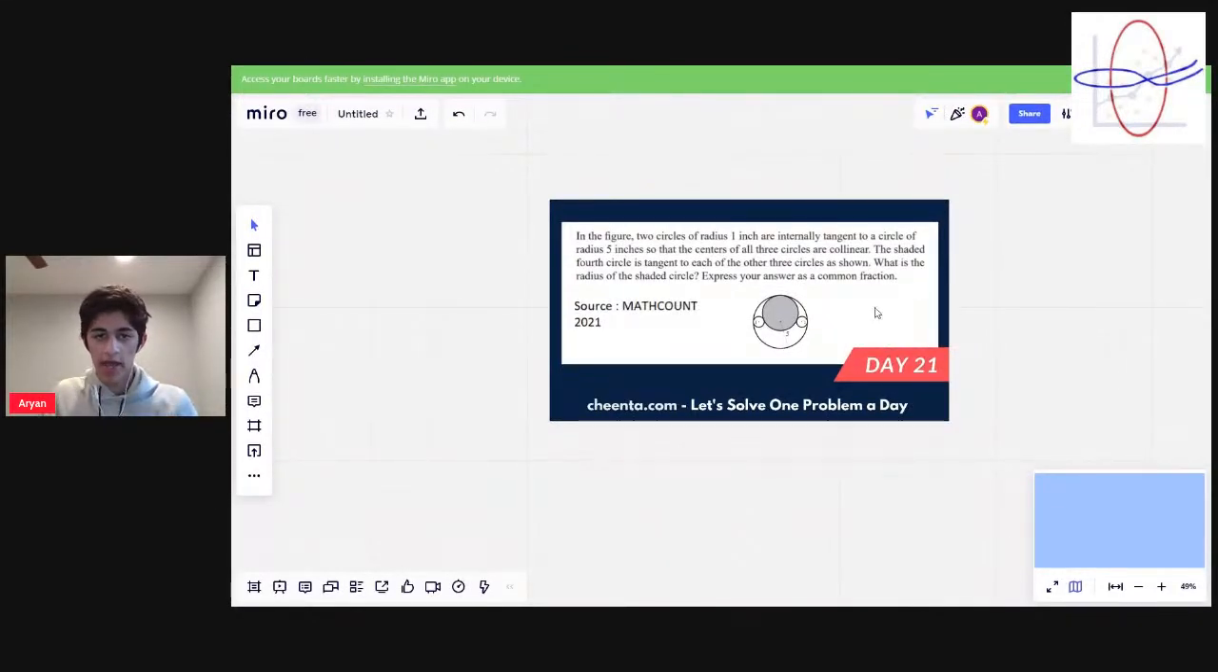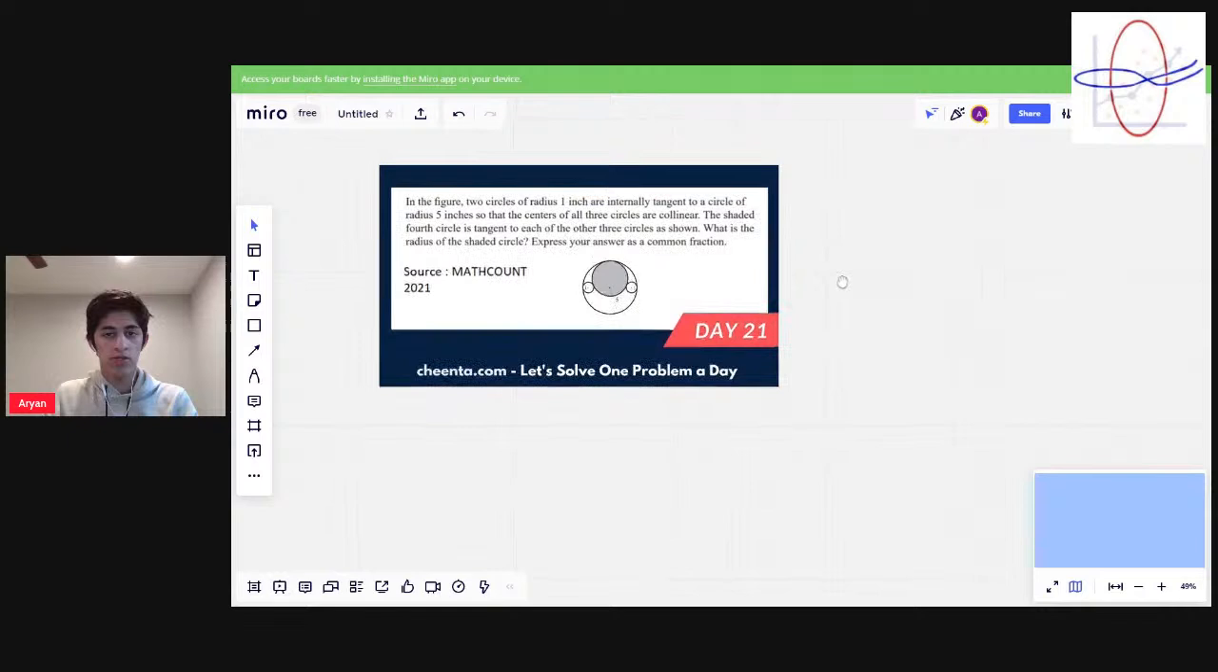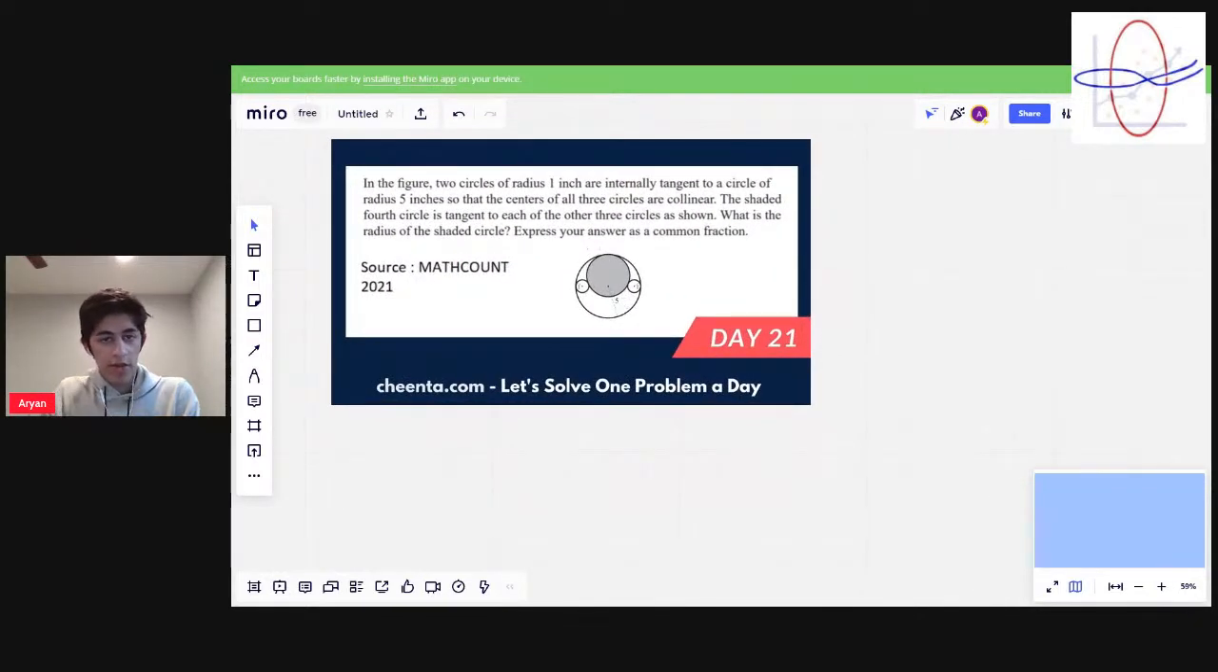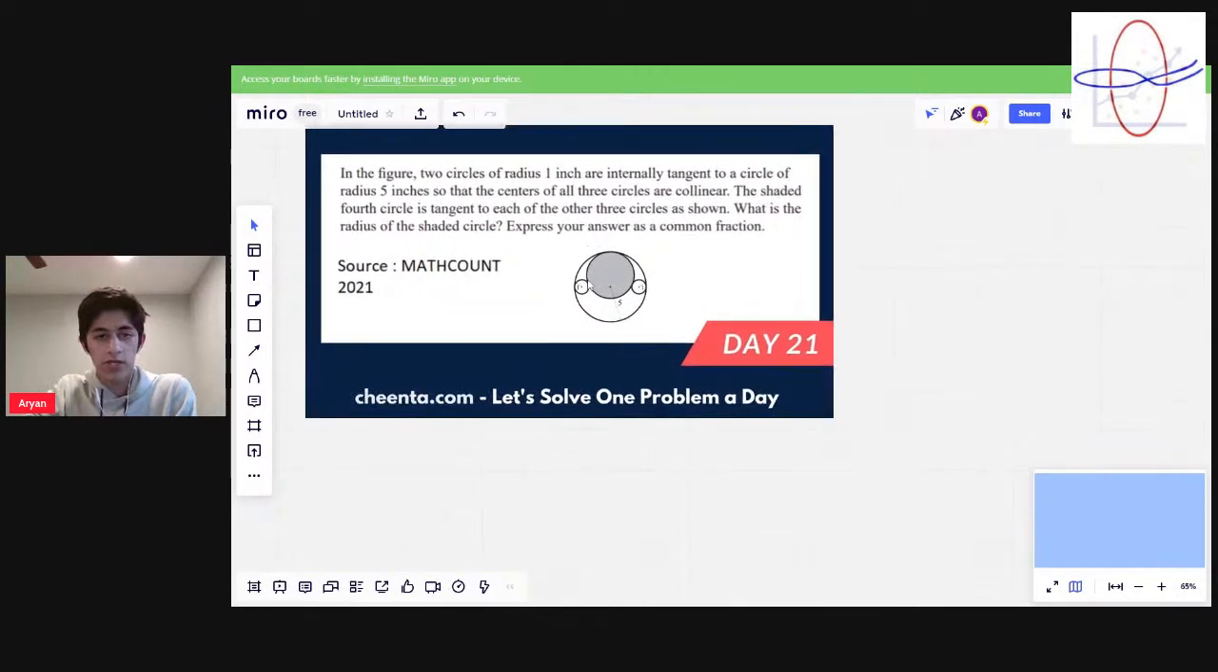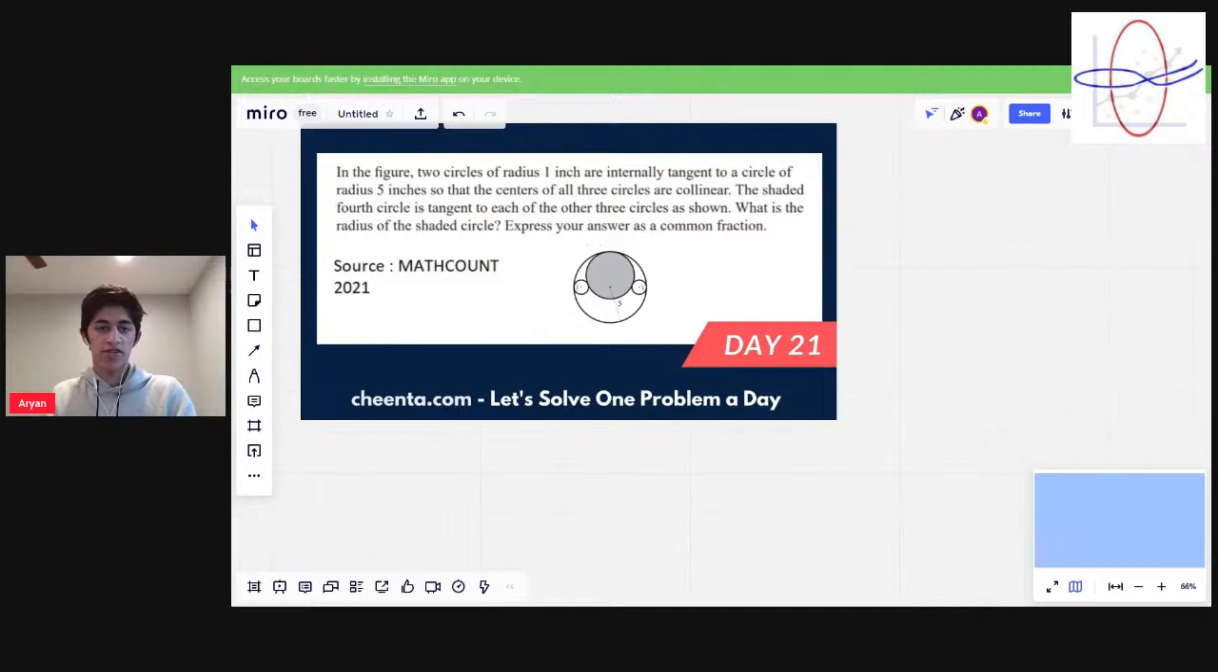Today we're going to be looking at the following problem from Mathcounts 2021. And we have a view of the problem below, so let's get a quick read. The problem is, in the figure, two circles of radius 1 are internally tangent to a circle of radius 5, so that the centers of all three circles are collinear. The shaded fourth circle is tangent to each of the other three circles as shown, and we're asked to find the radius of the shaded circle.